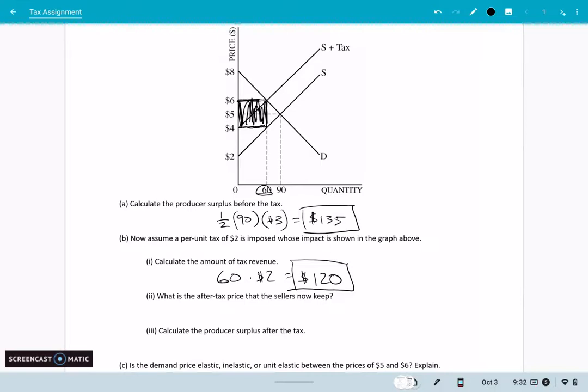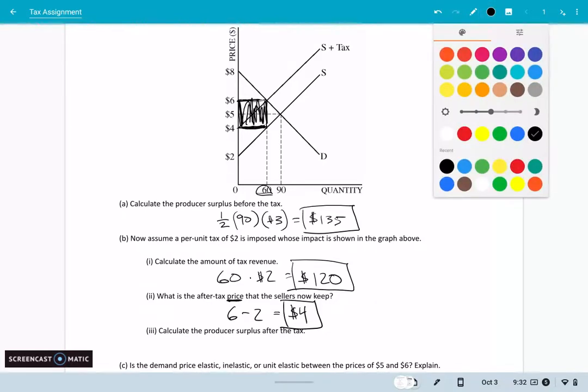The next thing is, what is the after price tax that sellers now keep? Well, they're selling it for $6, but $2 is going to the government. So 6 minus 2 equals, hey, they're keeping $4. Now, if you're confused, they are saying the price, so they're really looking for $4. But if you're like, hey, I'm not sure whether they're talking about price or the revenue that they're keeping, you could say sellers are keeping $4 per calculator times 60 calculators, so their revenue is a total of $240. The answer we're looking for is 4, but if you said that extra part, if you're just confused, you'll be sure to get it correct.